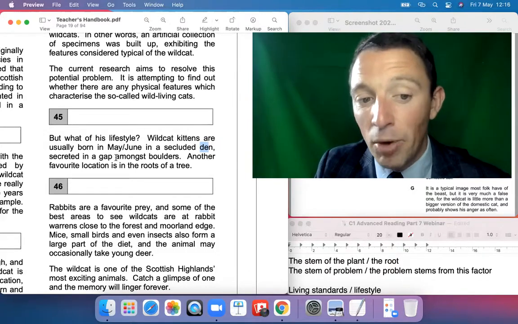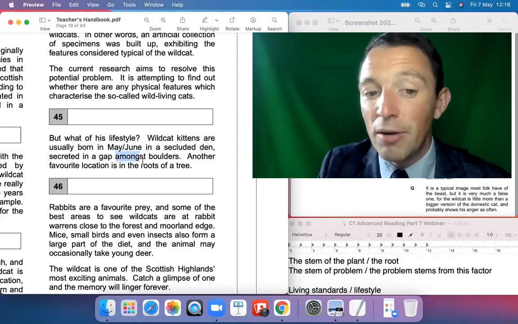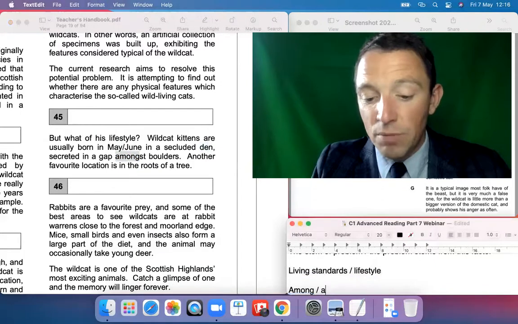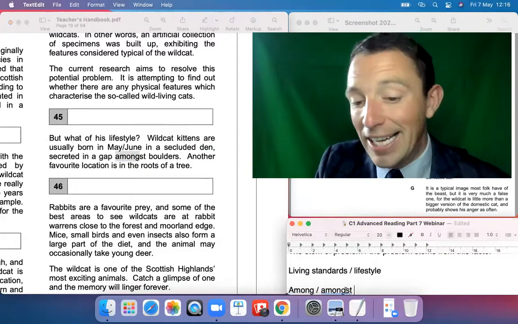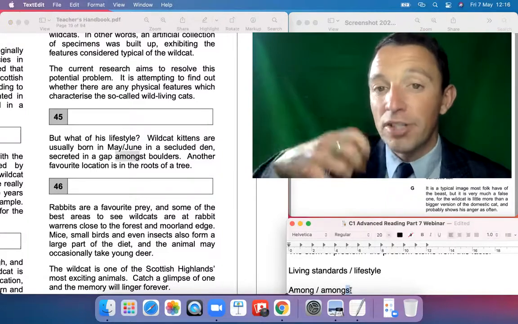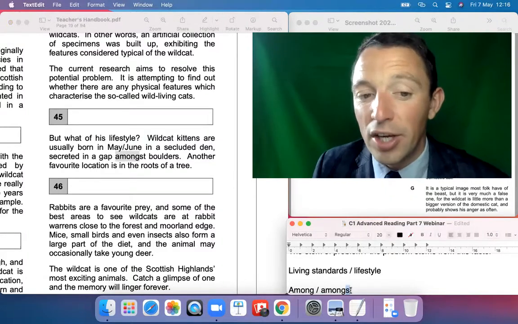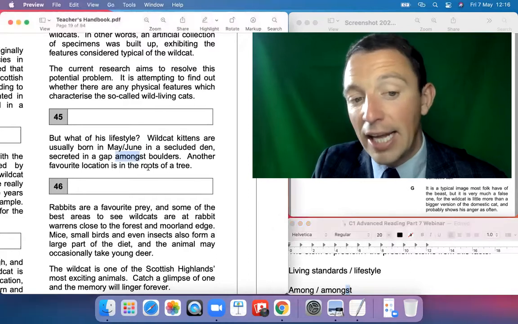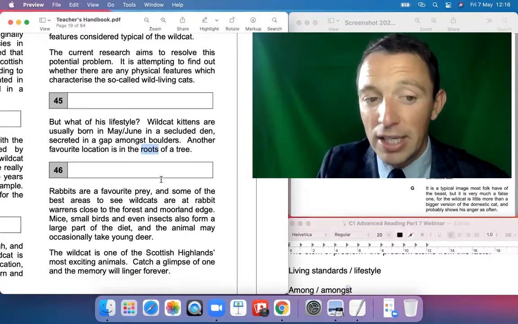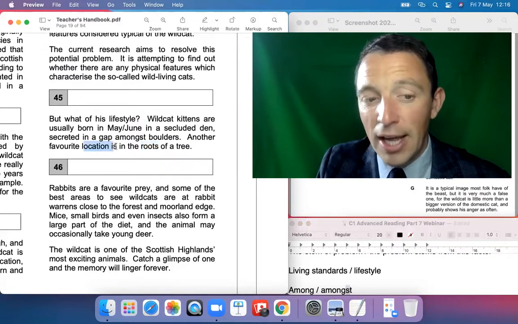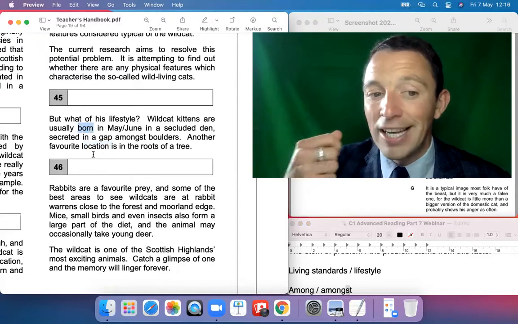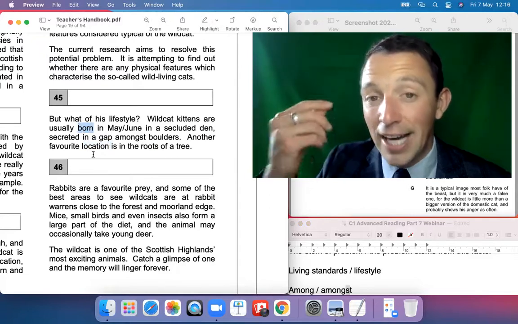Okay. Amongst is really the same as among. Among and amongst are practically the same. It's just maybe a little bit more formal, and there's no real difference. So you are among friends and you are amongst friends. The significance is you are with your friends. Okay. And again, the roots of the tree, the root is the bottom of the tree. So it's difficult. And again, the location, it's talking about born. It's talking about the animal to be born. It's about the location when the cat is born.